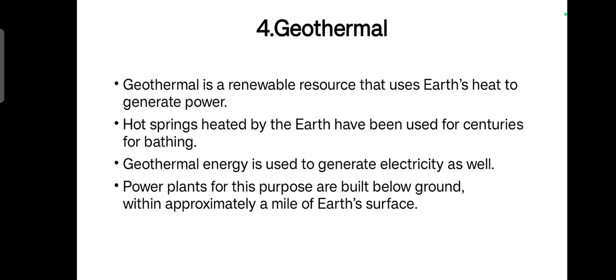Geothermal. Geothermal is a renewable resource that uses Earth's heat to generate power. Hot springs heated by the earth have been used for centuries for bathing. Geothermal energy is used to generate electricity as well. Power plants for this purpose are built below the ground within approximately a mile of Earth's surface.